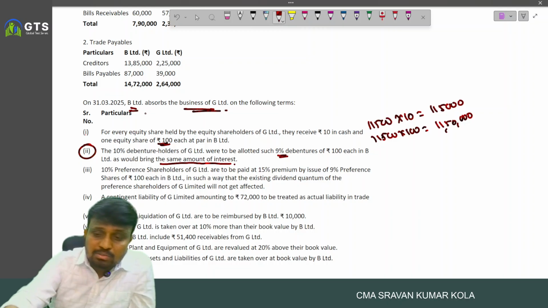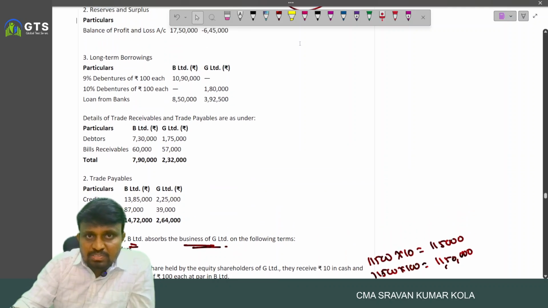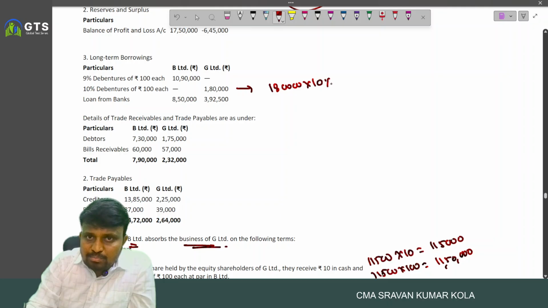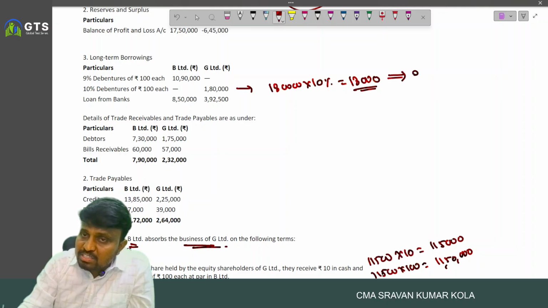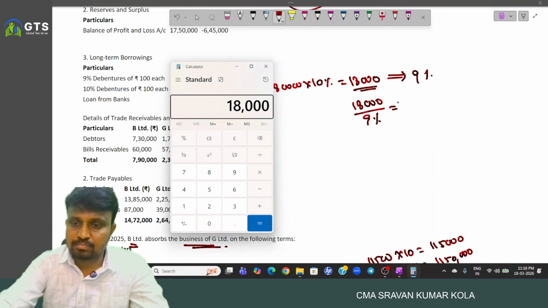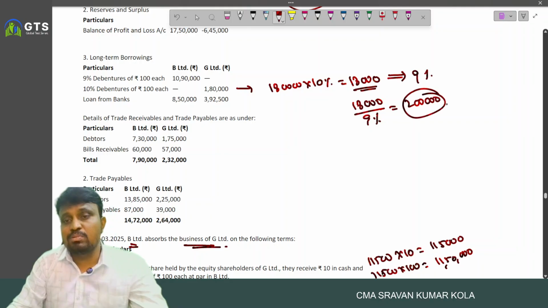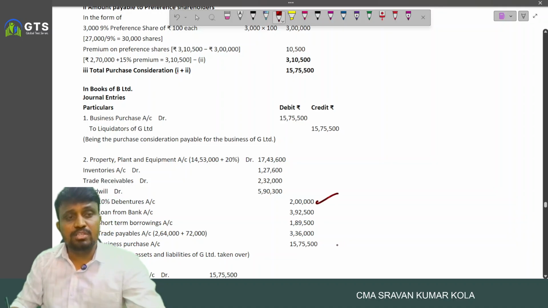First of all, coming to here, what are the 10% debentures of G Limited? 1,80,000 into 10%. What is the return they are getting? 18,000. And this 18,000 is equated with 9%. Then 18,000 by 9%, this is what? 2 lakhs. This 2 lakhs is nothing but debentures issued to them. So here 2 lakhs debentures are issued to them.